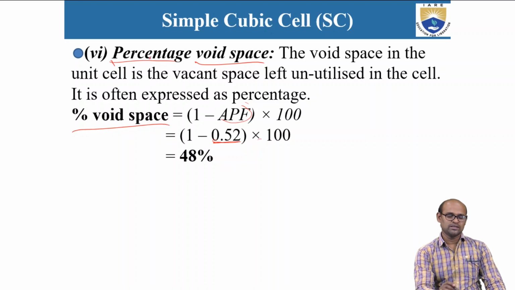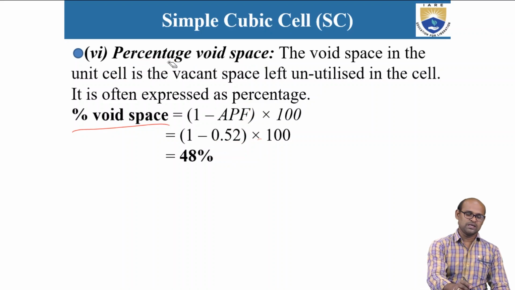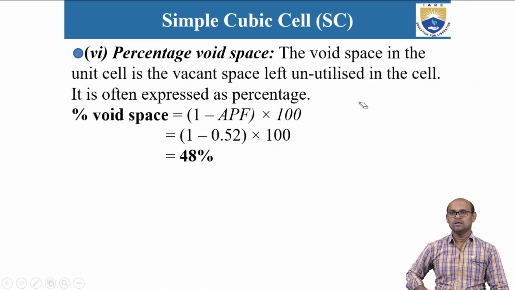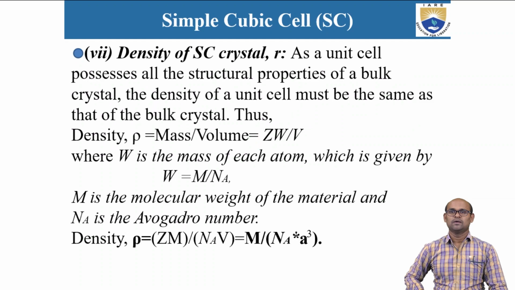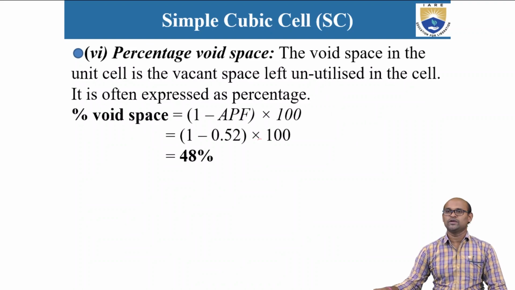But now we are looking at the percentage. So 48% of the space in a simple cubic unit cell is unoccupied, or free space. The free space in a simple cubic unit cell is 48%, and the occupied space is 52%. So the total is 52 plus 48, which is 100%.